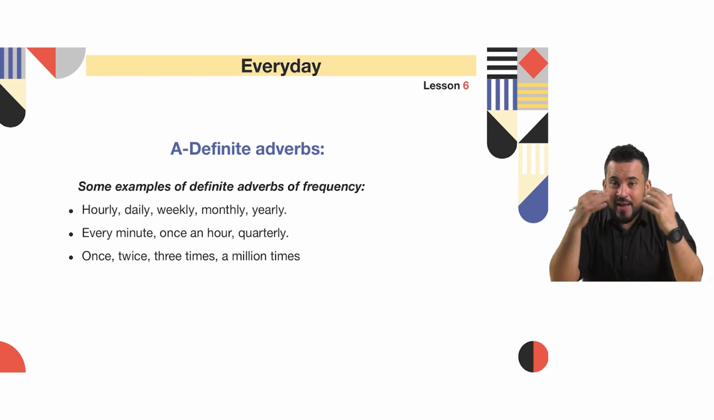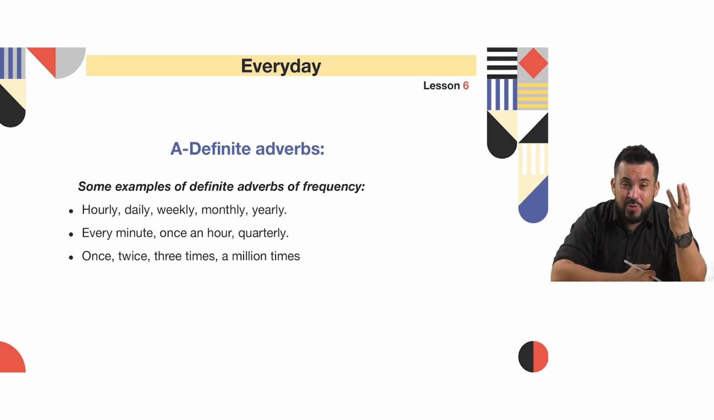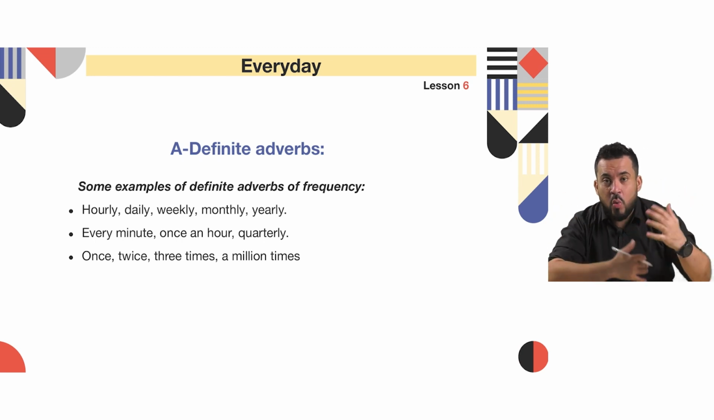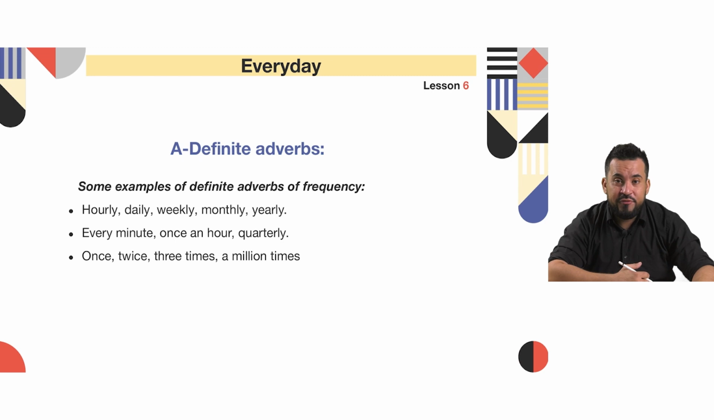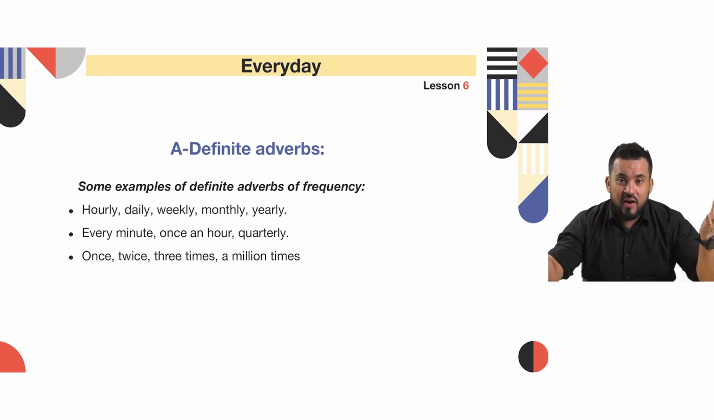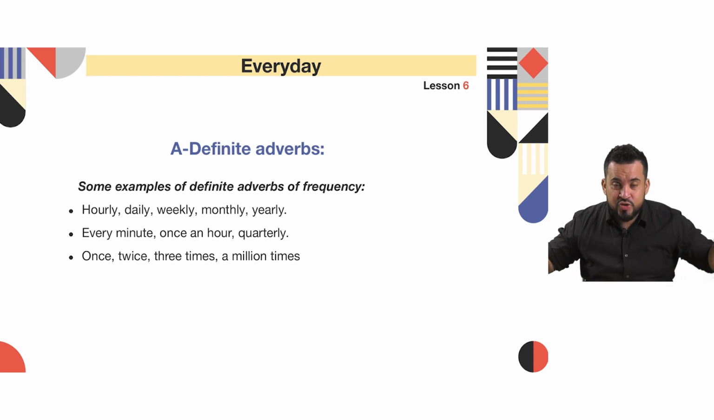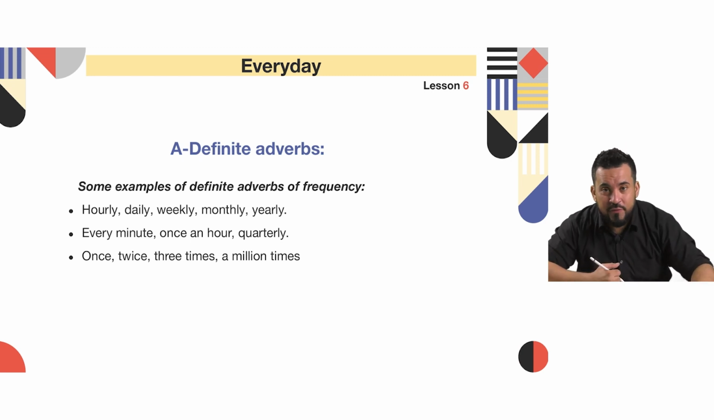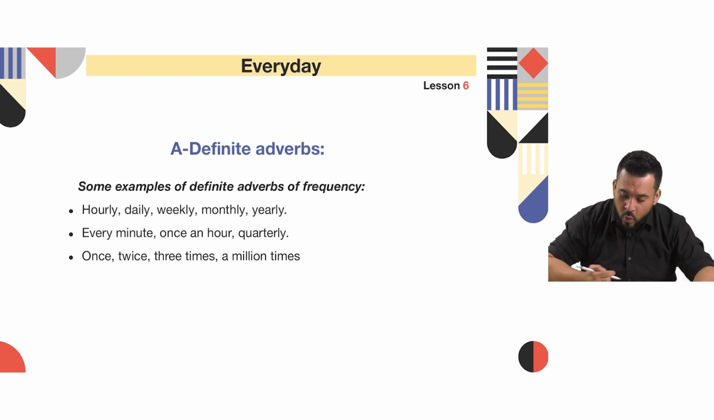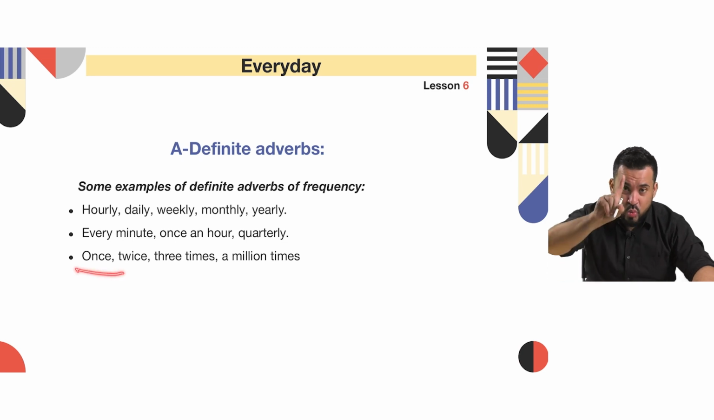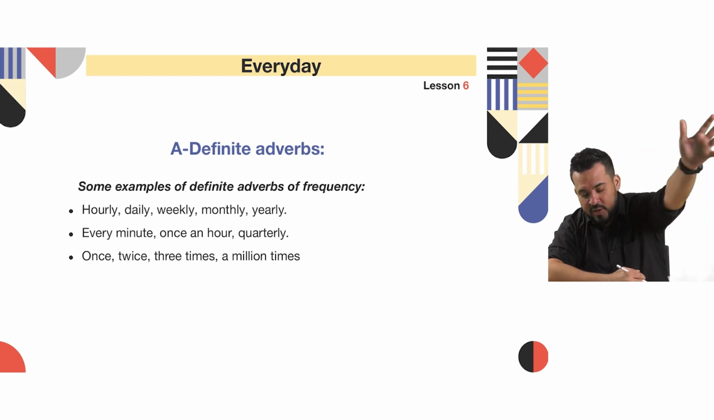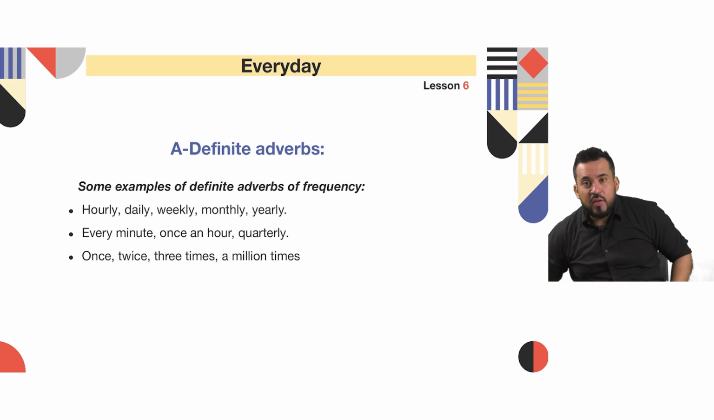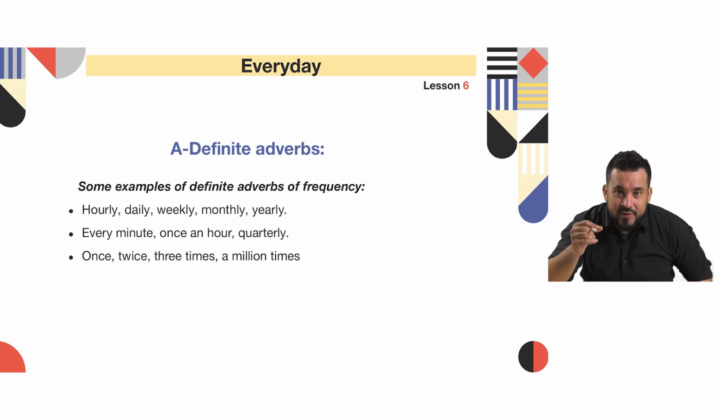A year has 4 quarters. Each quarter is 3 months. So if we're talking about year, quarterly will be every 3 months. If we're talking about an hour, quarterly will be every 15 minutes. If we're talking about a century, what is a century? It's 100 years. A quarter of a century will be 25 years. So quarterly, it means you divide it by 4. Once, it means 1 time. Twice, it means 2 times. Thrice, or 3 times, it means 3 times. Or 1,000,000 times. So this is how we use definite adverbs of time.